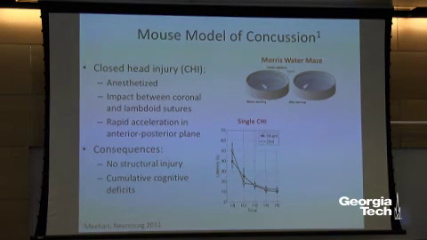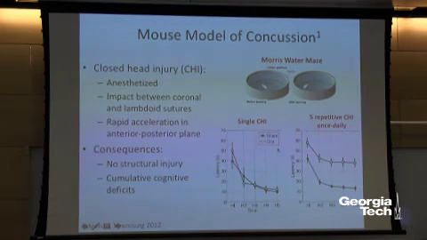The consequences of this model are really subtle. There's no obvious structural damage. They don't have skull fractures or hematomas. And after a single closed head injury, there are really no cognitive deficits as seen by Morris water maze tests of spatial learning and memory. I don't know if you're familiar with the Morris water maze, but basically the mice are trying to find a hidden platform, and as you try them again and again, they get better at finding it. So you're looking at the latency, the time to find the platform, and it should improve. No difference between sham and injured.